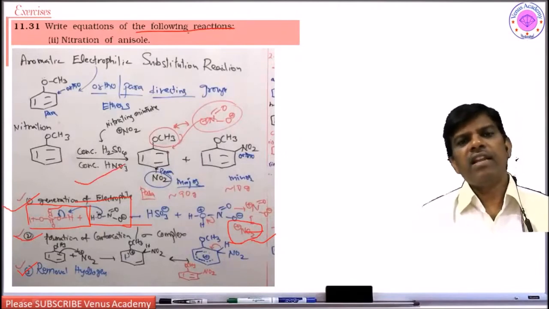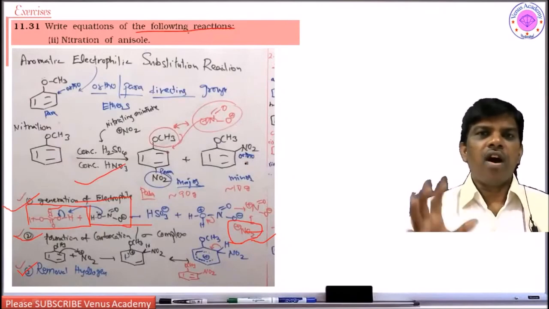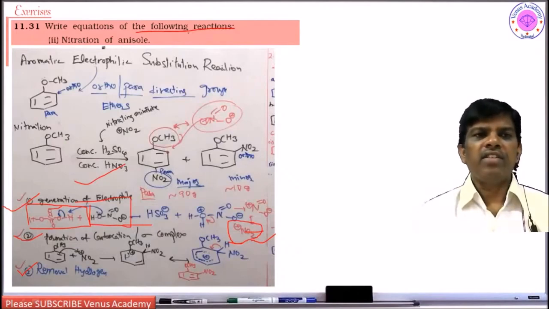If I use nitrating mixture, I am going to get an ortho para mixture, and if I heat it, it is going to form trinitrophenol, that is picric acid. And if it is anisole, only nitration, dilute nitric acid. Since it is not given, I have taken concentrated.